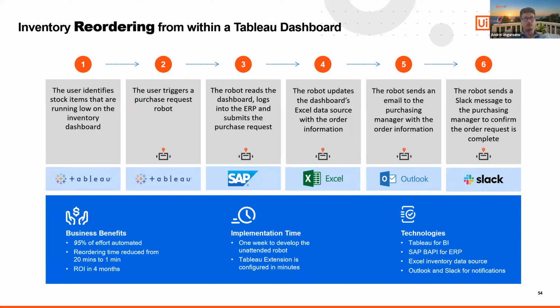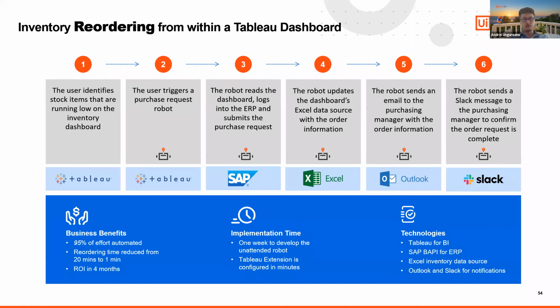So basically you would have the robot that would sit in the extension, and it would pick up the item that you would want to order. It would go to SAP, it would trigger the order, and then it would also update the data source that you are using for Tableau, and then it would show it in the dashboard. And then after that, you can receive a notification in Outlook, and also be informed on Slack that the purchasing has been successfully placed.